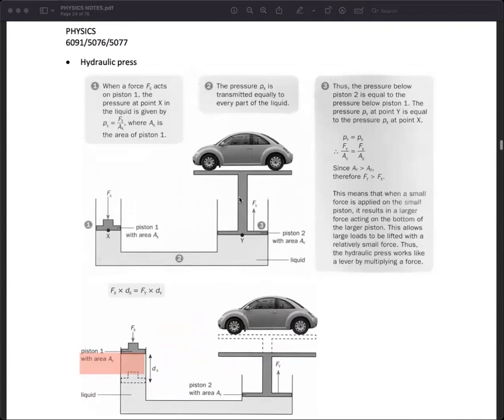Can you look at this liquid number 2 here? First of all, you use an incompressible liquid. Can you see that it's totally enclosed? When it's totally enclosed, the pressure throughout this liquid would be the same. Is that clear? When it's enclosed, the pressure at X and at Y will be the same. Clear so far?